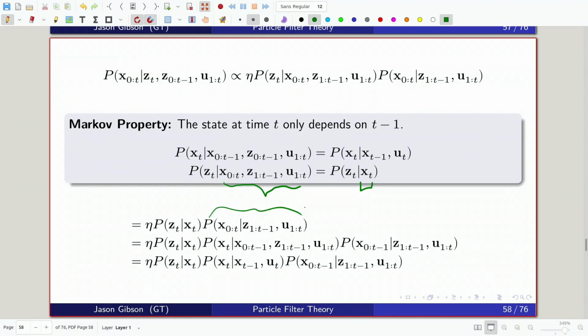The next step is that we can split this into x of t and then x of 0 to t minus 1. Essentially, the current thing that I care about and then everything else. We can use the rules of conditional probability to do this, and that's this step. Then, as you can see here, we can reapply our Markov property in a different context and say that my current state, x of t, only depends on my prior state, x of t minus 1, and my current control. And then we have this probability here that just represents all of history.